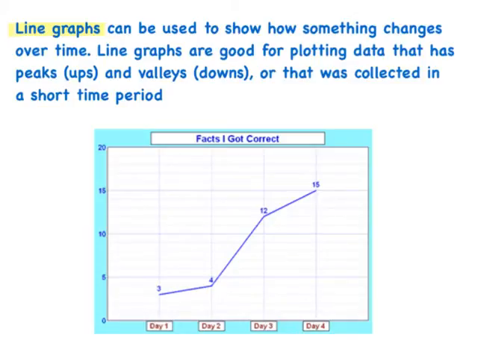Line graphs can be used to show how something changes over time. Line graphs are good for plotting data that has peaks or ups and valleys or downs that are collected in a short period of time.